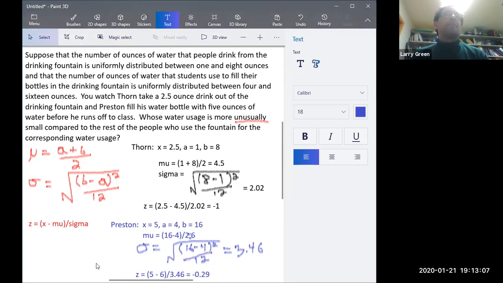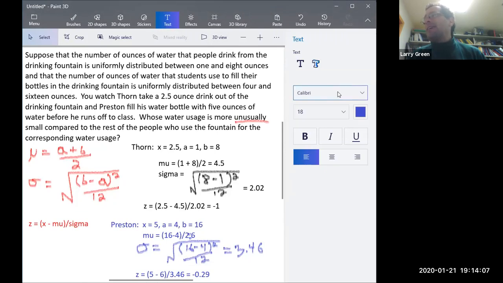Any questions? All right, let's see if you guys can all answer the question. Whose water usage was more unusually small compared to the rest of the people? What do you think? Let's take a look. Thorne's z-score is -1, and Preston's is negative 0.29. Thorne definitely has a z-score that is farther from 0, right? Higher negative z-score. So we can say that Thorne had a more unusually small drink. Any questions on that?